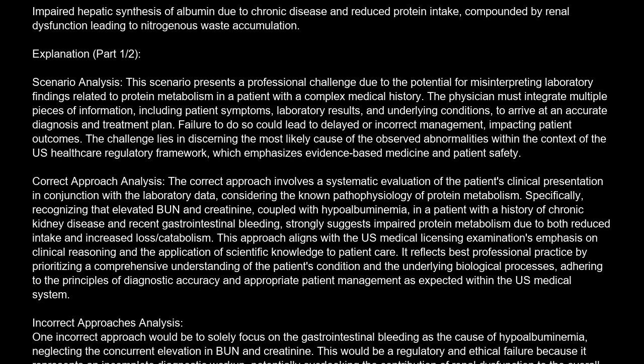This approach aligns with the U.S. medical licensing examination's emphasis on clinical reasoning and the application of scientific knowledge to patient care. It reflects best professional practice by prioritizing a comprehensive understanding of the patient's condition and the underlying biological processes, adhering to the principles of diagnostic accuracy and appropriate patient management, as expected within the U.S. medical system. Incorrect approaches analysis.